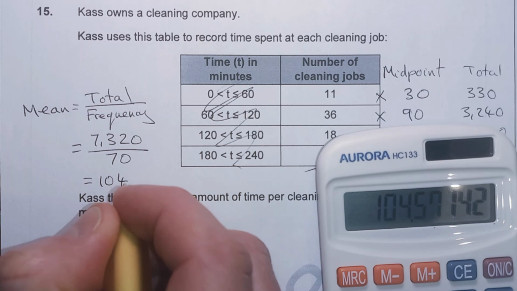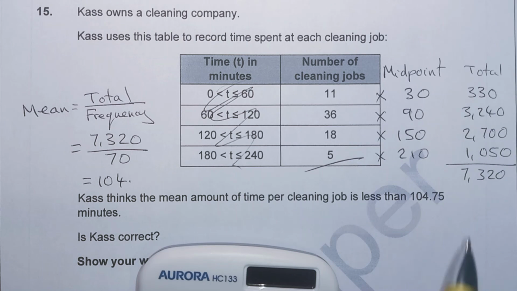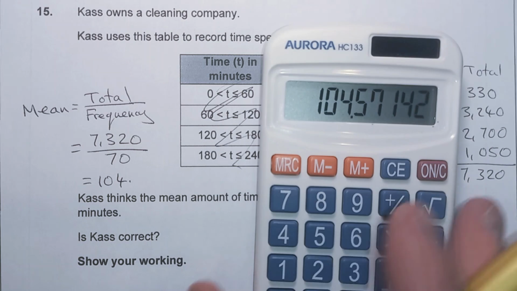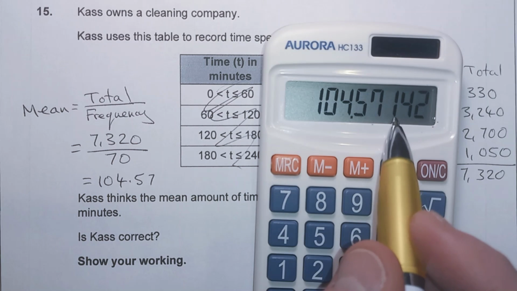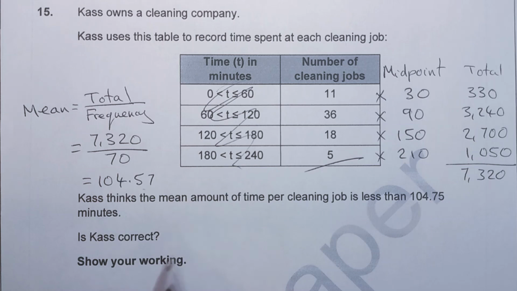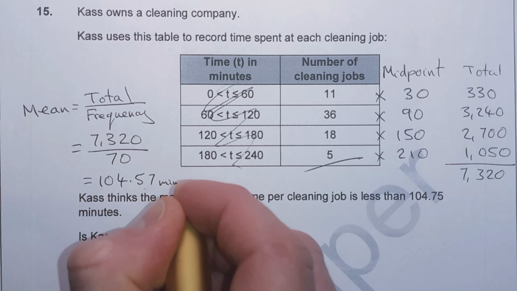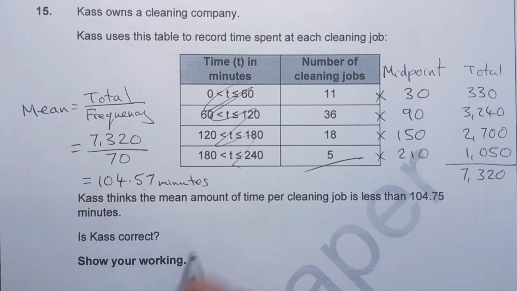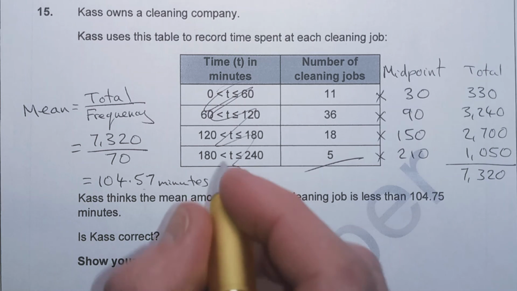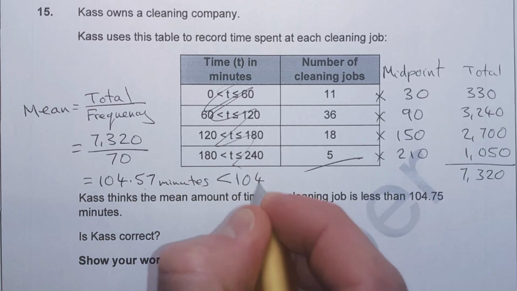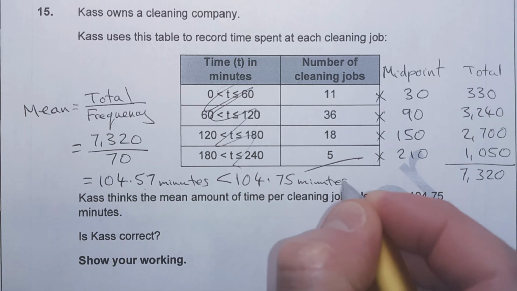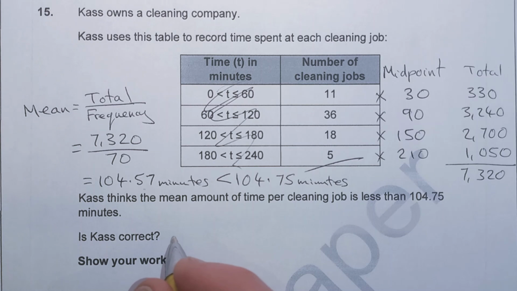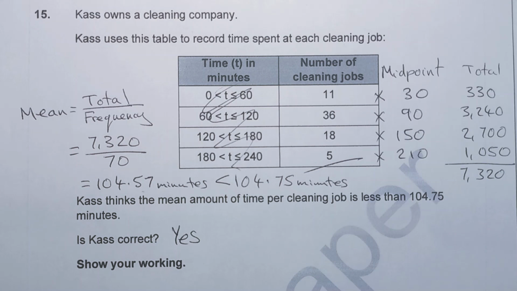104 point. They gave their numbers to 2 decimal places, so we'll do the same. 104.57. This is less than 5, so we can just leave it like that. So 104.57 minutes. Well, that is not a lot, but it's slightly smaller than 104.75 minutes. So is Cass correct? Yes, they are. So that's the end of the paper.